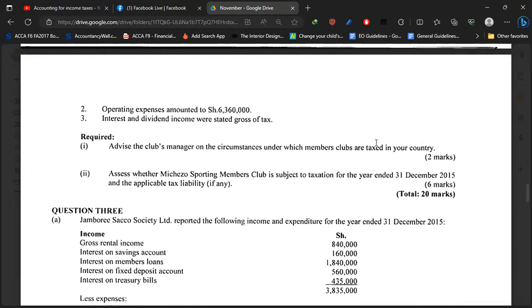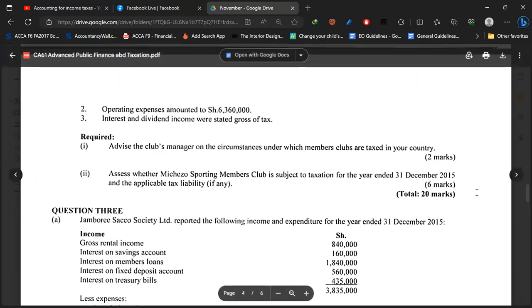Additional information number two: operating expenses amounted to 6,360,000. Number three: interest and dividend income was stated gross of tax. Required: one, advise the club's manager on the circumstances under which members' clubs are taxed in your country. Two, assess whether Michezo Sporting Members Club is subject to taxation for the year ended 31st December 2015, and the applicable tax liability, if any. Thank you so much, Beatrice.